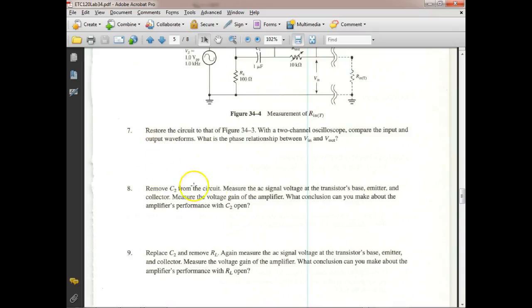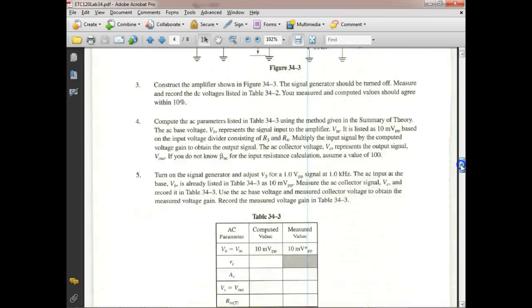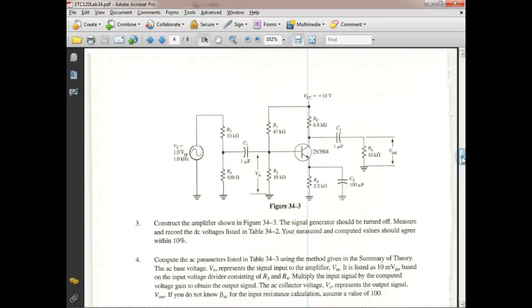So we compared the input, we removed C2, and then we're supposed to look at our bias voltages again. So if I open C2, what effect would you think that would have on the bias voltage? If I open C2.